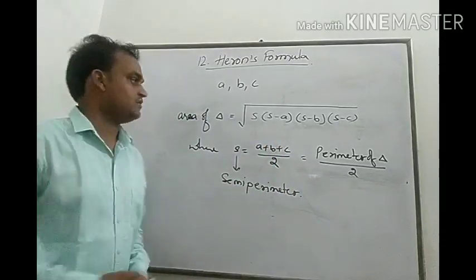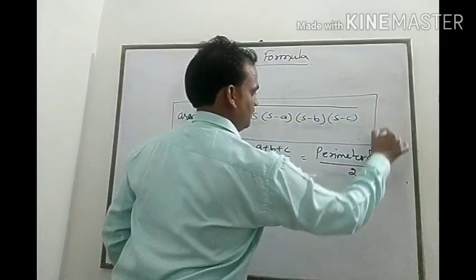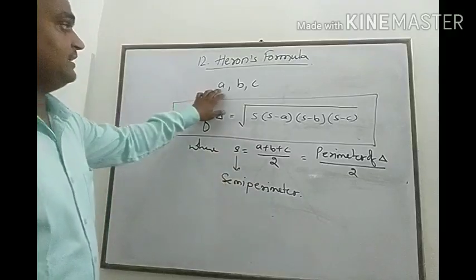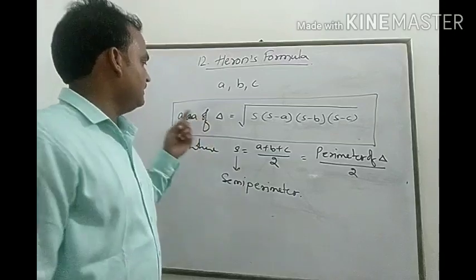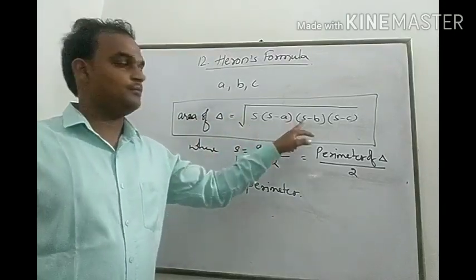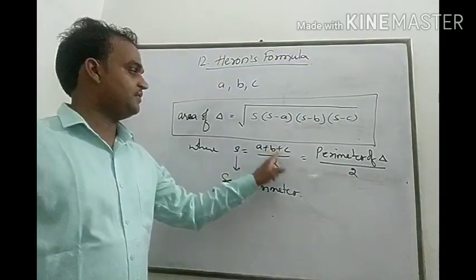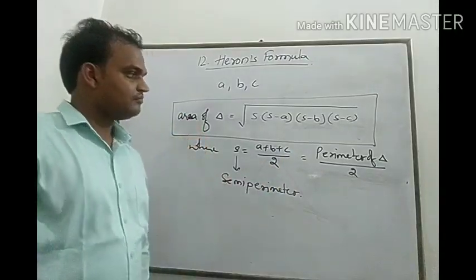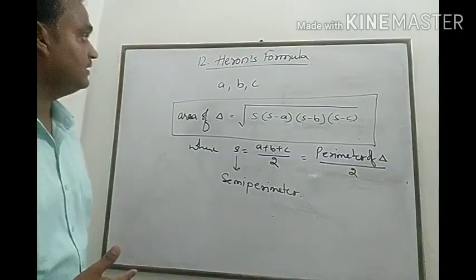This is Heron's formula. That is, if we have a triangle of which A, B and C are the three sides, then the area of the triangle is given by under root S, S minus A, S minus B and S minus C, where S is the semi-perimeter, given by A plus B plus C upon 2. Okay, now let's take an example. How will you use it?